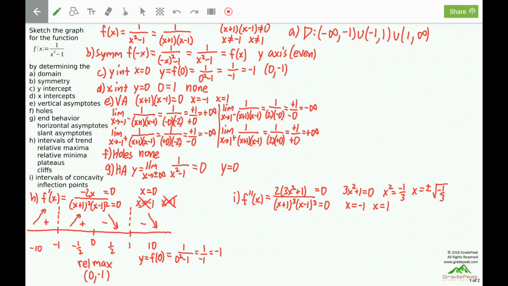positive 1. We'll now check to see which of these are in the domain. The plus or minus square root of negative 1/3, those are not real numbers, so those will not be in the domain. The domain's all real numbers except negative 1 and positive 1, so neither of these will be in the domain either. So we have no x's that are making the numerator or denominator equal to 0 that are in the domain, so we have no candidate numbers.